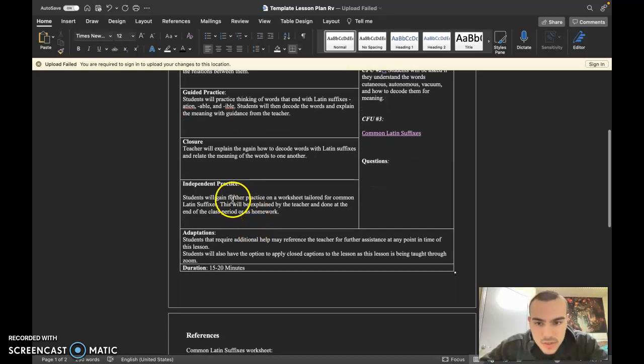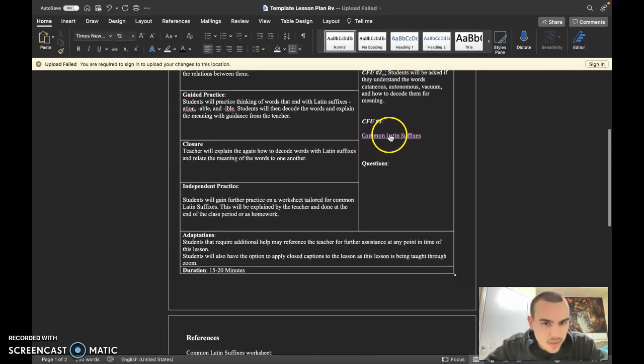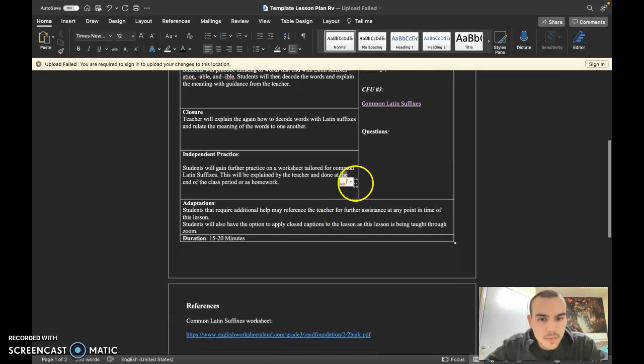For independent practice, students will gain further practice on a worksheet tailored for common Latin suffixes. This will be explained by the teacher and done at the end of the class period or as homework. So it can be done at the end of classwork, it can be given out as homework, and it can kind of be both. You can start it at the end of the class period, and then if the students don't finish the whole worksheet, you could assign the rest of it as homework. Checking for understanding would be the actual worksheet that has been picked out.